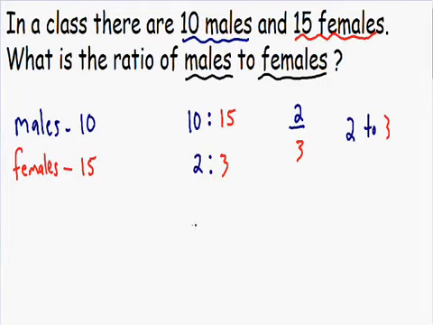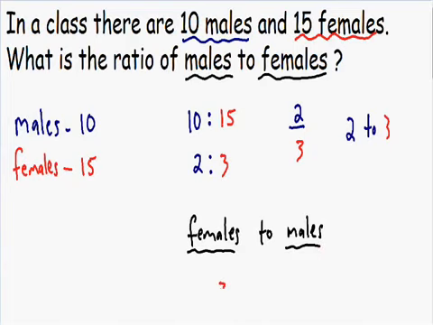So now let's talk about the ratio of females to males. Remember how I said the order matters. Notice how this time females is the first part of our ratio and males is the second part of the ratio. And this is exactly the opposite. We know that there are 3 females for every 2 males. So the ratio of females to males is 3 to 2. And this time we had to write females first and males second. So that is my brief introduction.